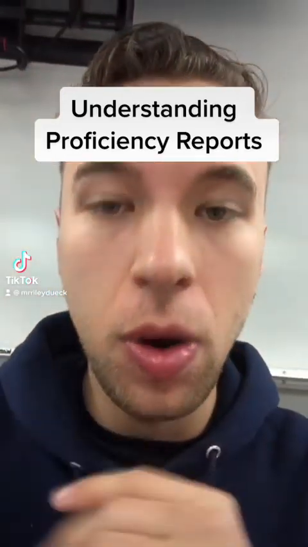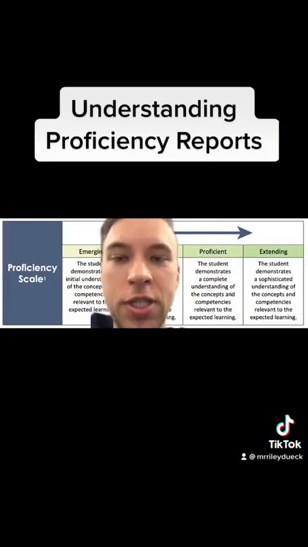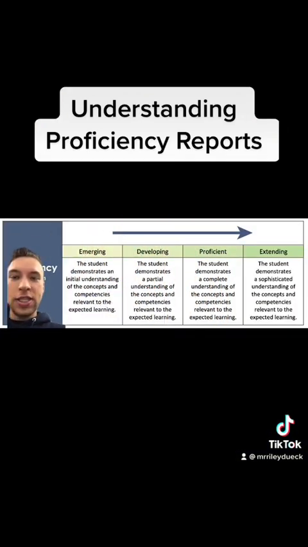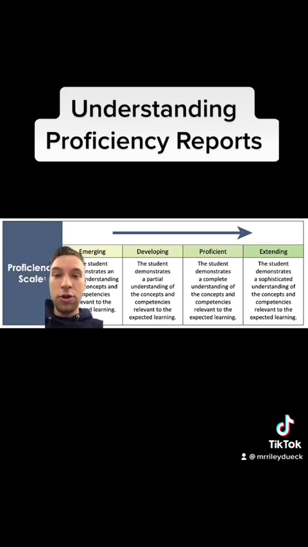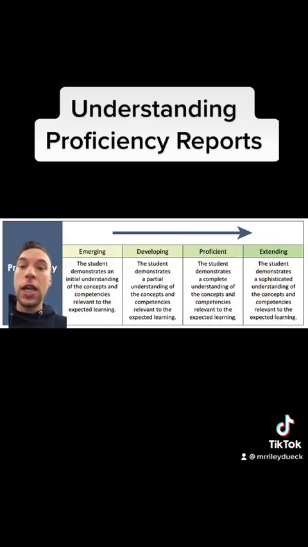This is a video on how report cards and assessment works in my classroom. Excuse me as I become tiny. So this is a proficiency scale, and you can see that there are 4 points to the proficiency scale. There's emerging, developing, proficient, and extending, and these do not correlate to a letter grade where extending would be A, proficient would be B, developing would be C, and emerging would be D.